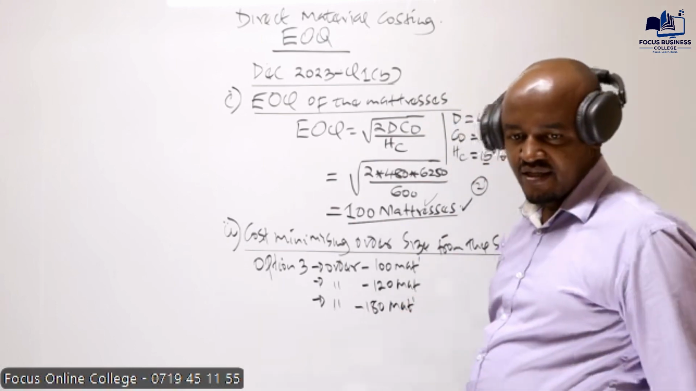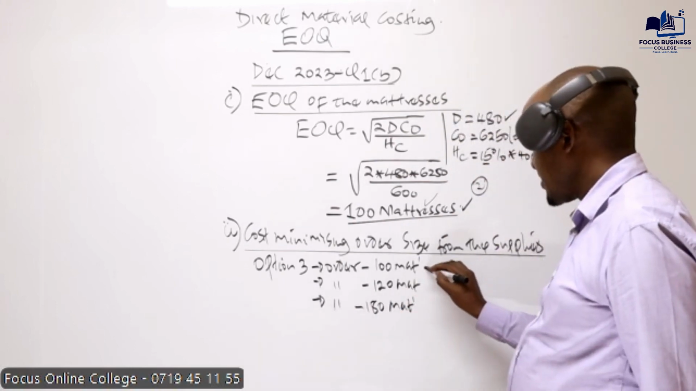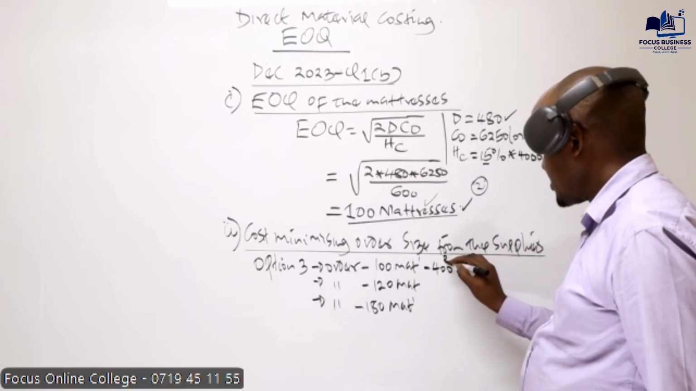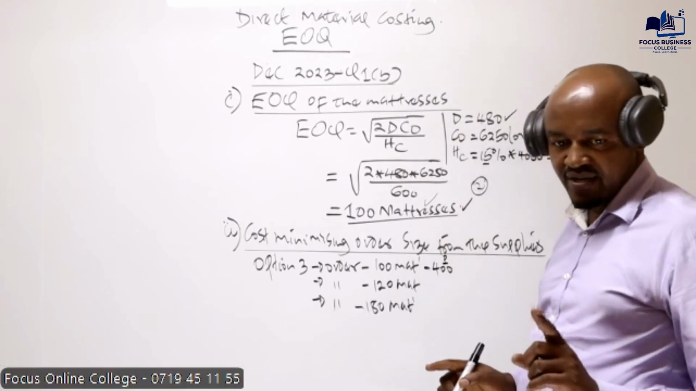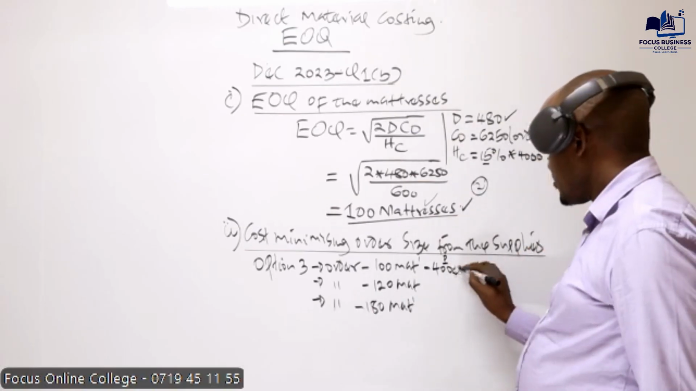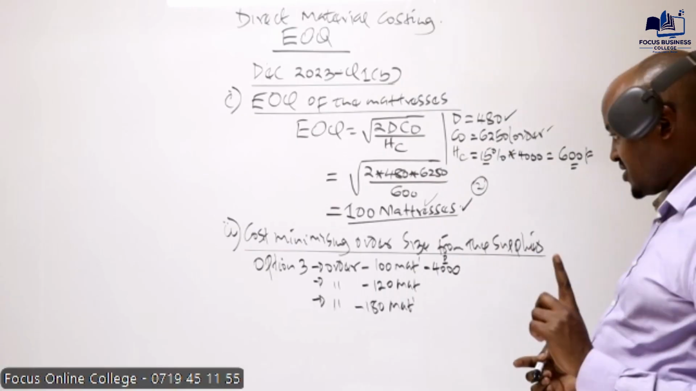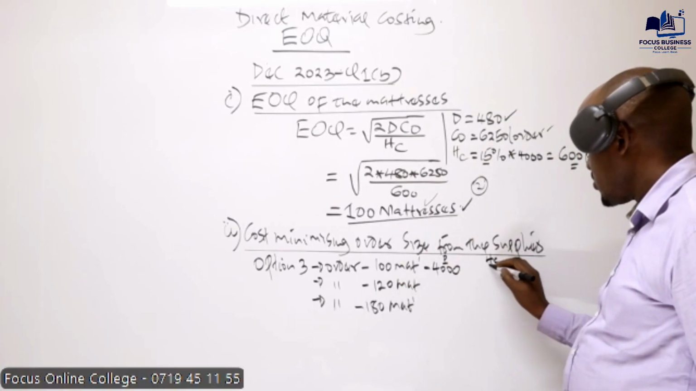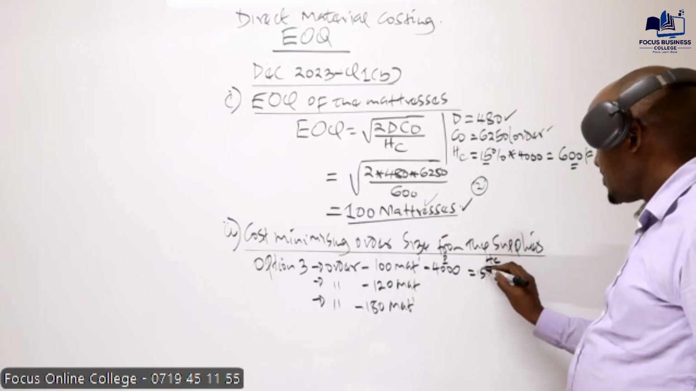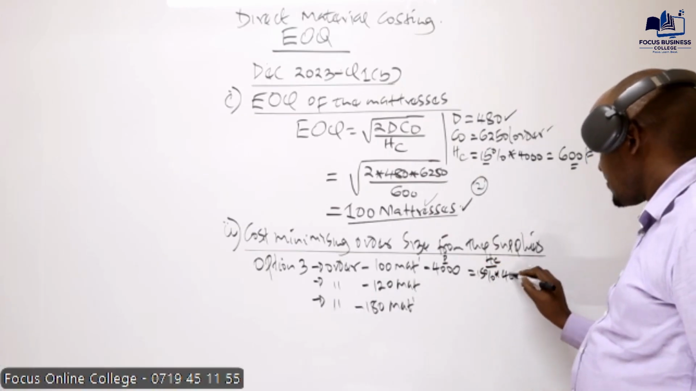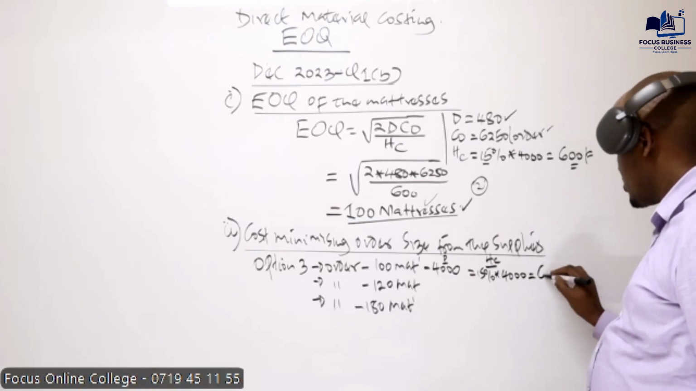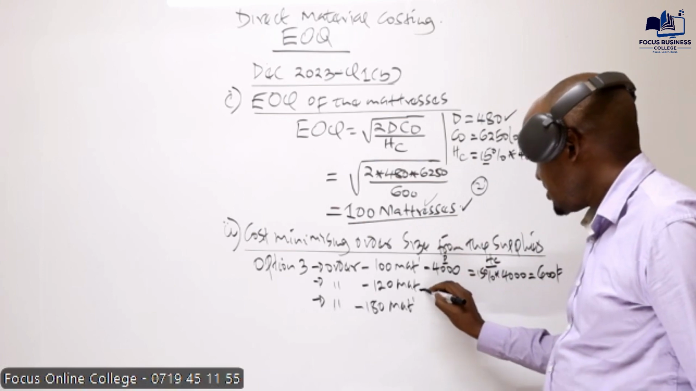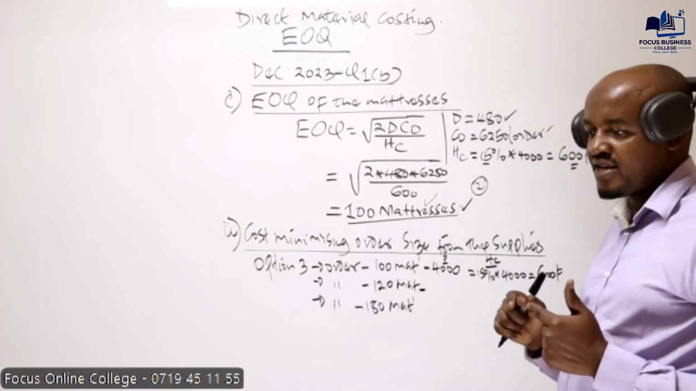Now, if the company orders 100 mattresses, what will be the purchase price? The purchase price, denoted by small p, will be 4,000 per mattress if the company orders 100. And then we also know the holding cost. The holding cost here will be 15% of 4,000, and basically that will be 600.